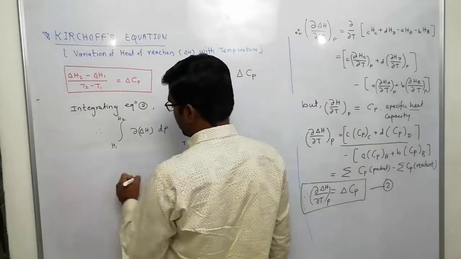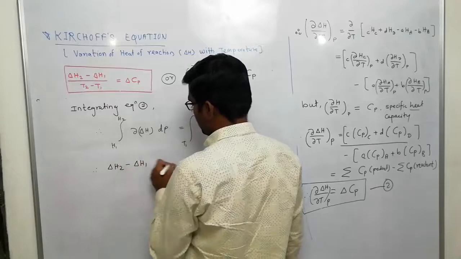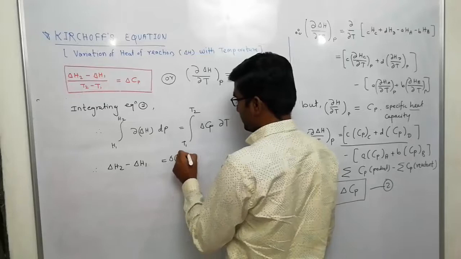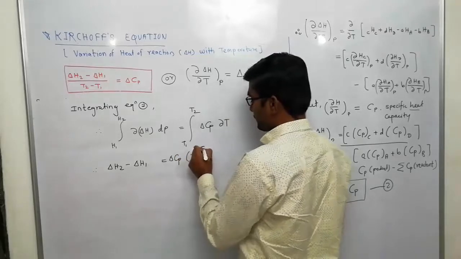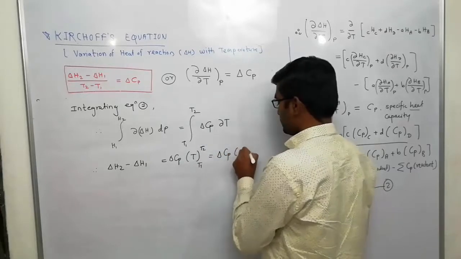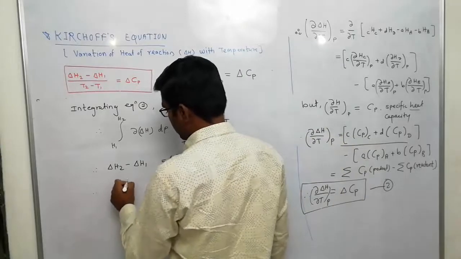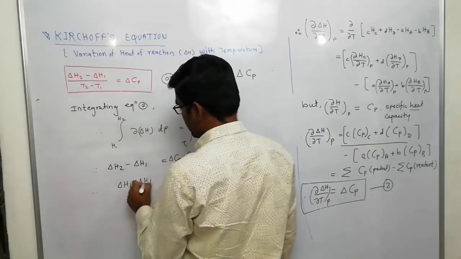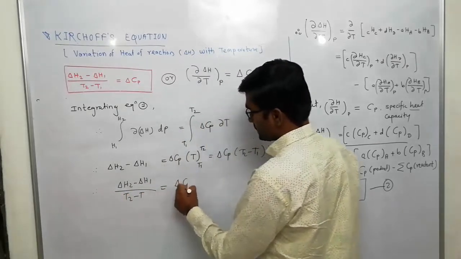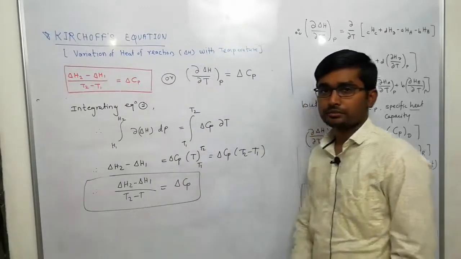So let us put this value. It will be, therefore, upper limit delta H2 minus lower limit delta H1, which is equal to delta Cp, integral of dT, T2 minus T1, which is equal to delta Cp into T2 minus T1. Take this term to the left hand side, so we get delta H2 minus delta H1 upon T2 minus T1, which is equal to delta Cp. So hence the proof.